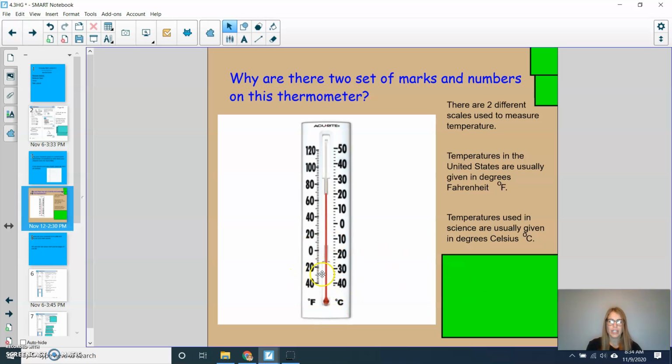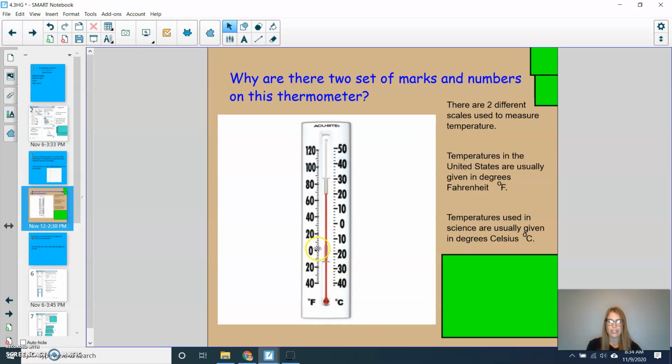So looking at our thermometer, we can see that the numbers that are higher than 0 are positive, but the numbers that are lower than 0 are negative. So in my Fahrenheit, I have negative 20, negative 40. Looking in Celsius, here's my 0. Then this would be negative 10, negative 20, negative 30, negative 40.